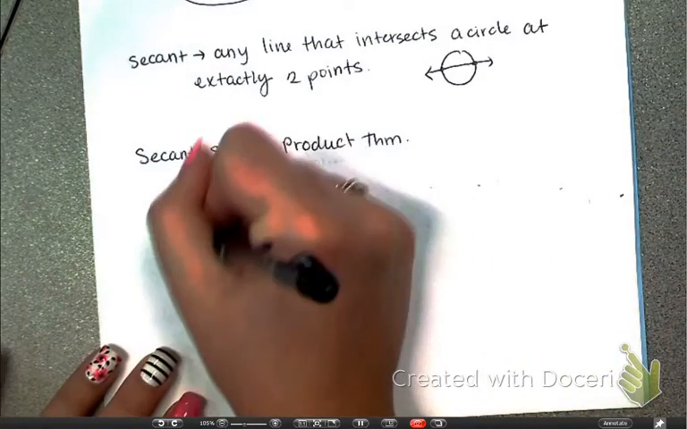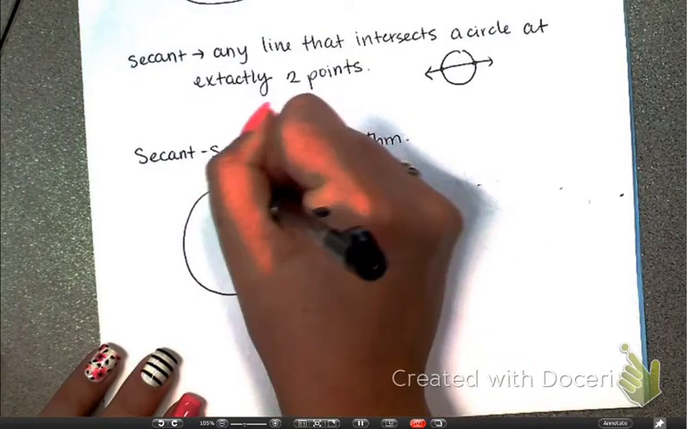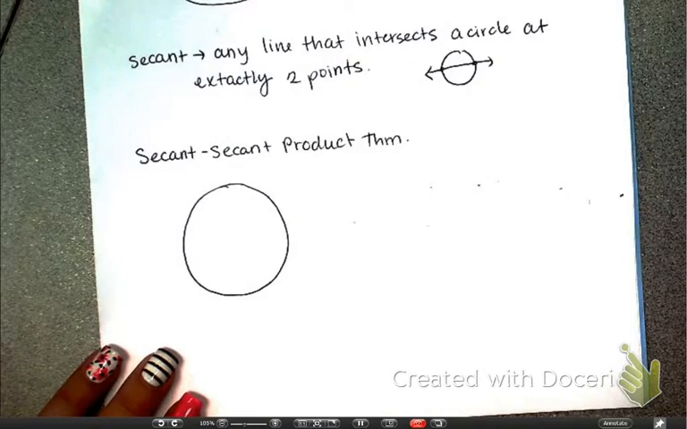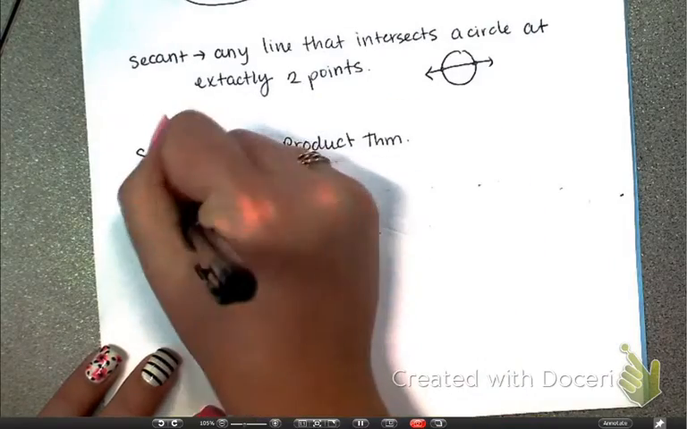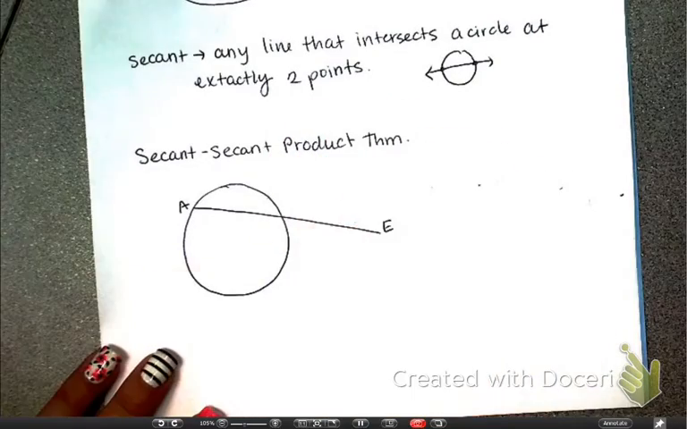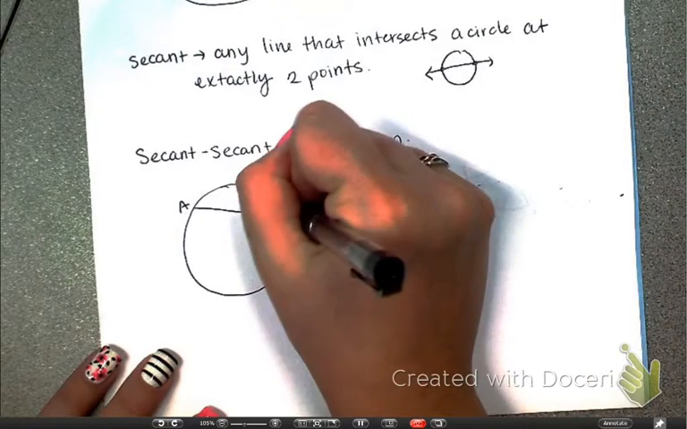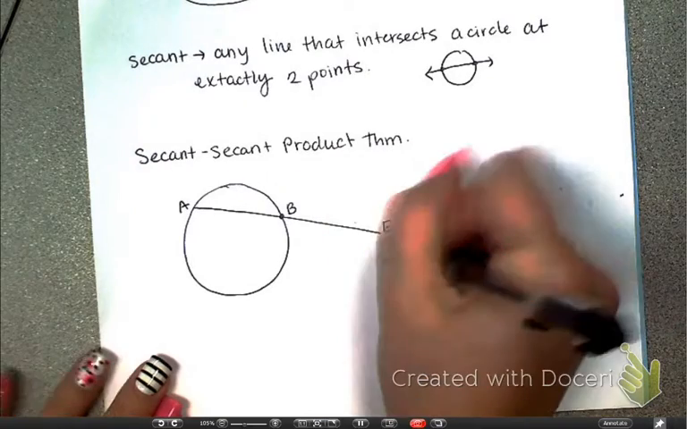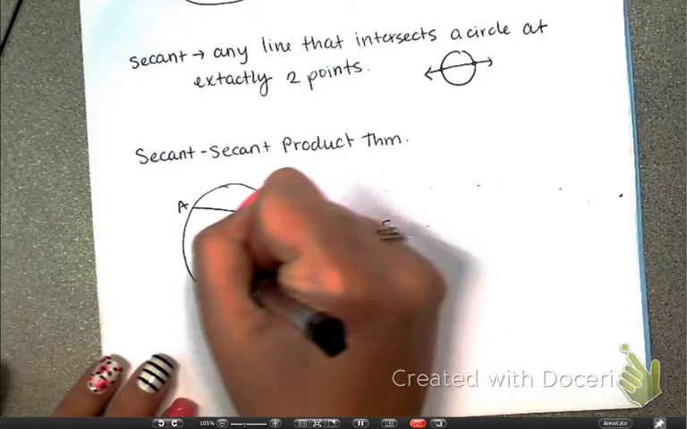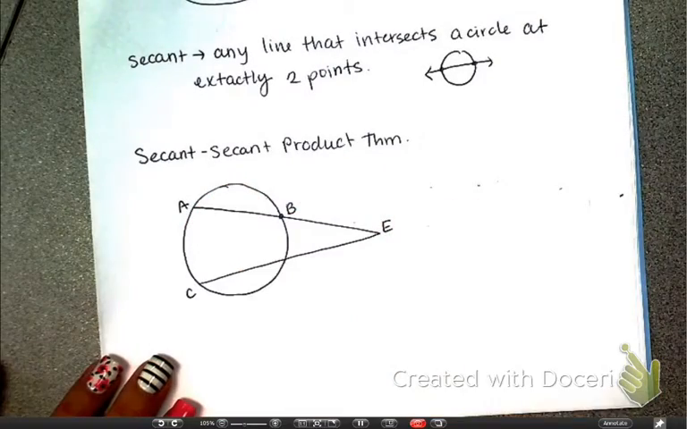All right, so we're going to draw a circle. And I'm going to draw secant AE. And it's going to cross at B as well. So that's a secant because it crosses the circle twice, but then it extends out past the circle. Okay? And then I'm also going to include secant CE that will also cross at point D.